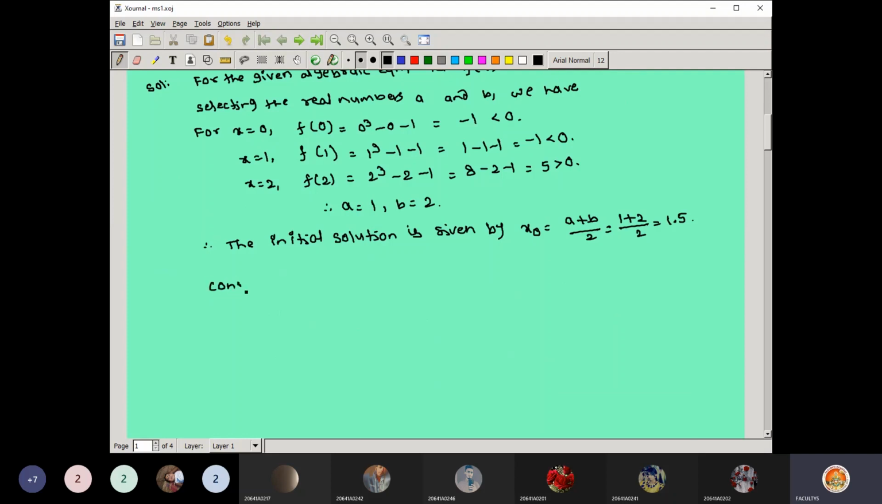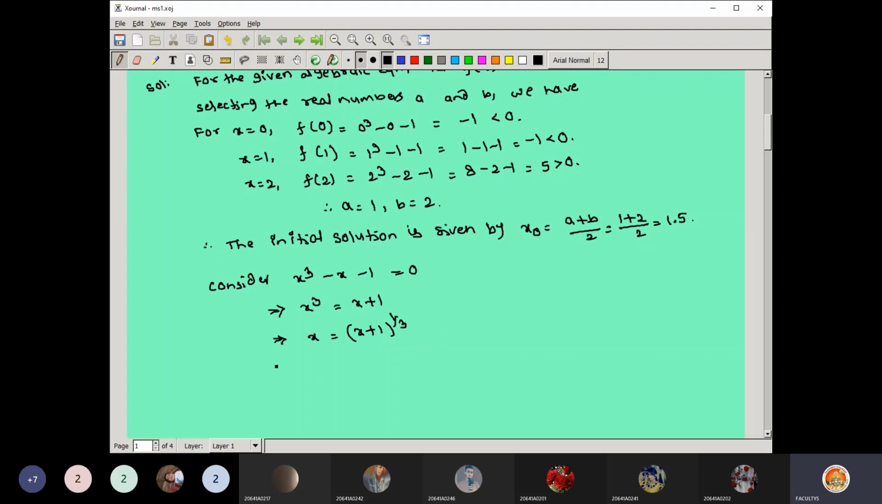Consider, what is your given equation? The given equation is x cube minus x minus 1 equal to 0. From this, you select the highest degree variable. Here the highest degree is nothing but x cube. The remaining terms you send to the right side, so that you get x plus 1. From this, you eliminate the power, so x can be taken as (x plus 1) whole power 1 by 3.